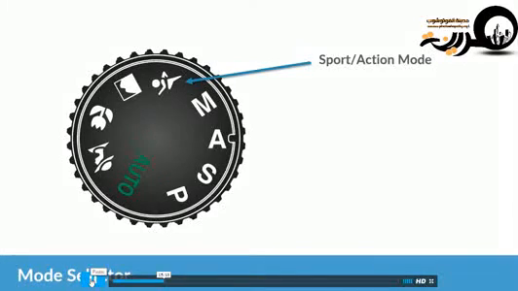So the sports mode or the action mode, the little running man symbol. This is where the camera will try to give you a combination of settings to capture moving subjects, fast moving subjects. It attempts to freeze the action. And this is done by controlling the shutter speed, which we'll talk about a lot more in lesson 4. And this is a really good mode for people playing sports, for moving vehicles, for wildlife, basically anything that's in motion.